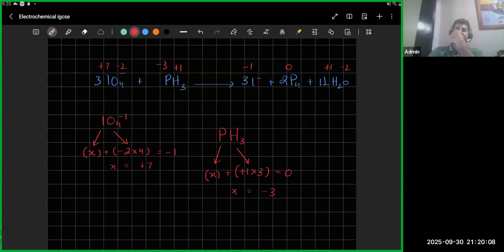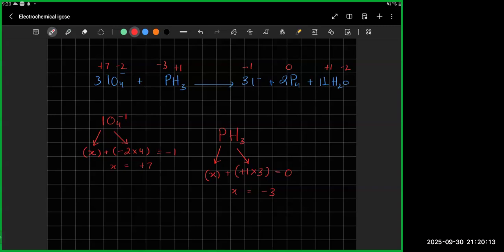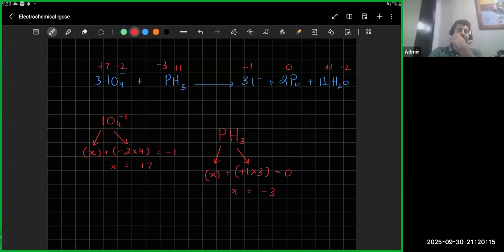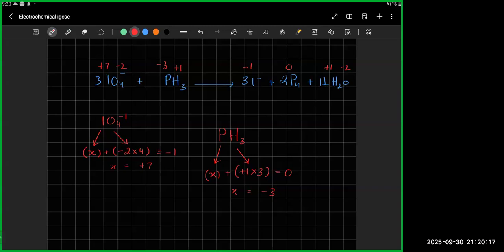Is this clear? Now tell me, who's getting reduced, who's getting oxidized? I is getting reduced and P is getting oxidized.